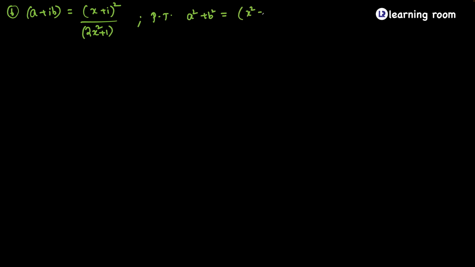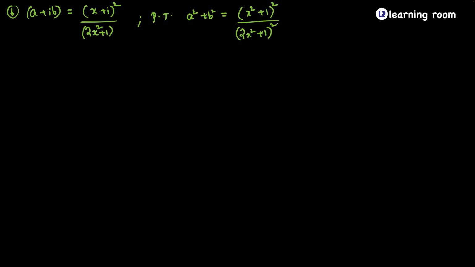So listen. Sixth problem is, if a plus ib is equal to x plus i the whole square divided by 2x square plus 1, then prove that a square plus b square is equal to x square plus 1 the whole square divided by 2x square plus 1 the whole square. Right? This is what we need to prove.